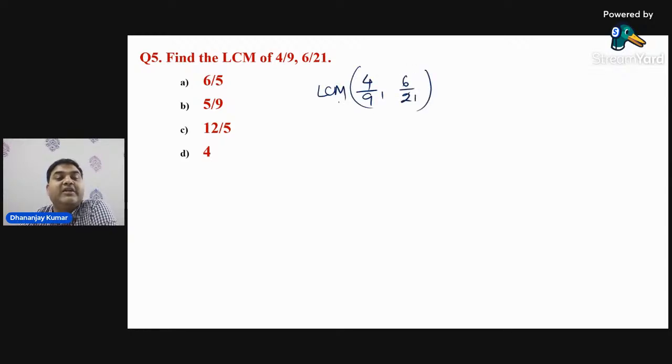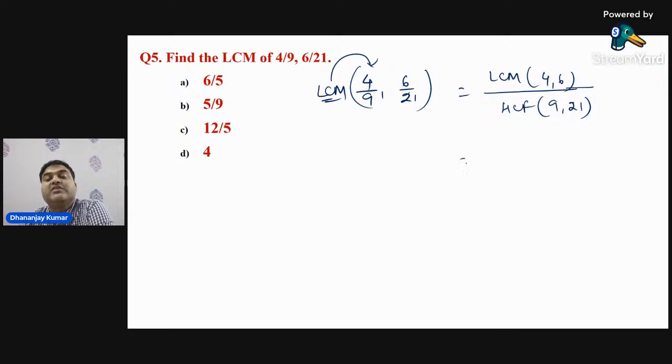Whenever somebody is asking you LCM of fractions, find the LCM of the numerators and the HCF of the denominators, and it will give you the answer. So what is the LCM of 4 and 6? Either you can write 4 times 6 is 24, which is wrong. 2 is common, so 12 is the LCM of these two, divided by 3, the HCF of the denominators, and 4 will be your answer. You need not waste your time. This is the shortcut, the easiest method of finding the LCM of any fraction.